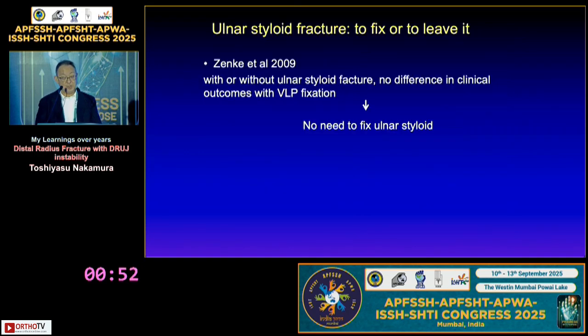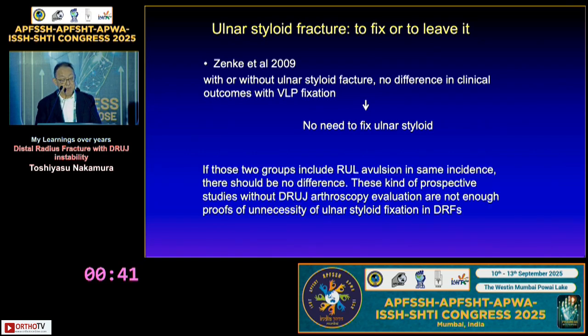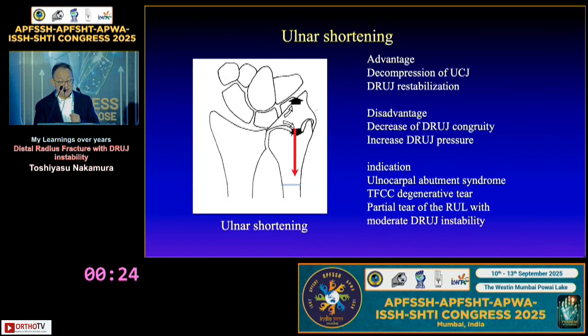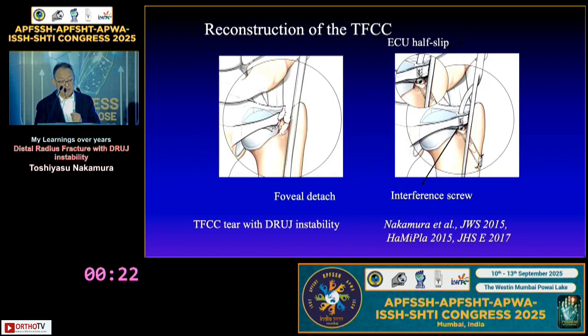Ulnar styloid fracture: fix it or leave it? We actually have a prospective study about this issue, and two papers concluded that there is no need to fix the ulnar styloid. But that is not true. Whether the group has an ulnar styloid fracture or not, the radioulnar ligament avulsion occurs with the same incidence. In that situation, we need to repair and fix the ulnar styloid. Sometimes I do an ulnar shortening. Also, if it cannot be repaired, I do a reconstruction of the TFCC using ECU half-slip tendon reattachment.